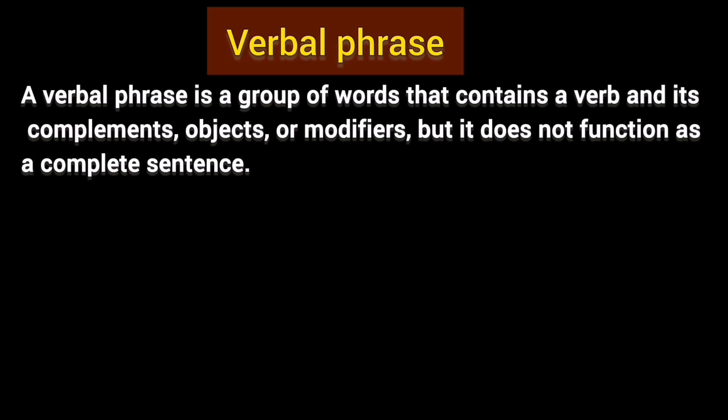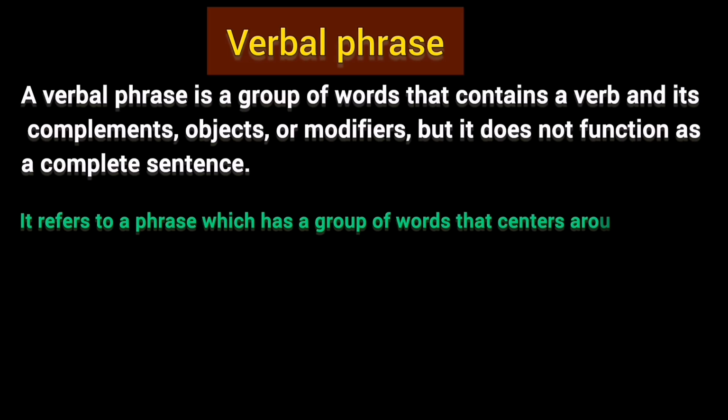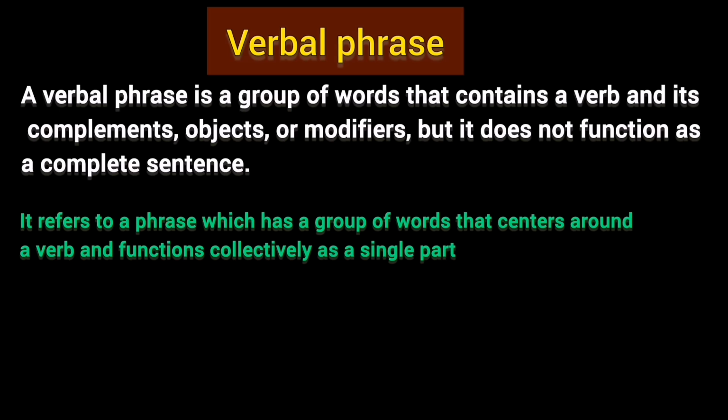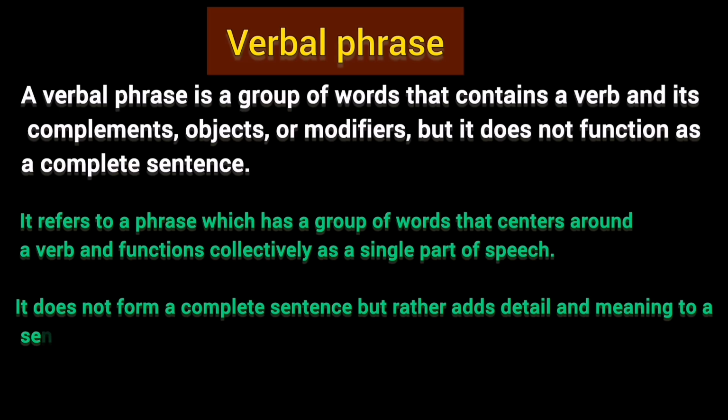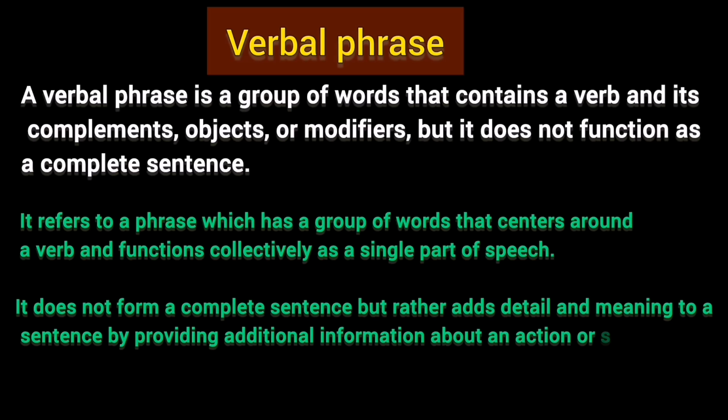Simply, it means that a verbal phrase refers to a phrase which has a group of words that centers around a verb and functions collectively as a single part of speech. The second point is, it does not form a complete sentence but rather adds detail and meaning to a sentence by providing additional information about an action or state.